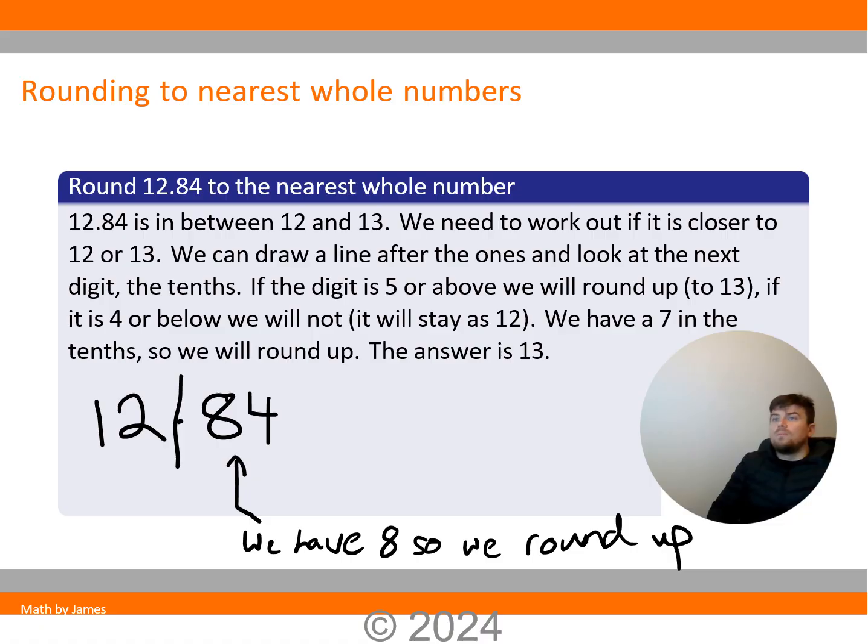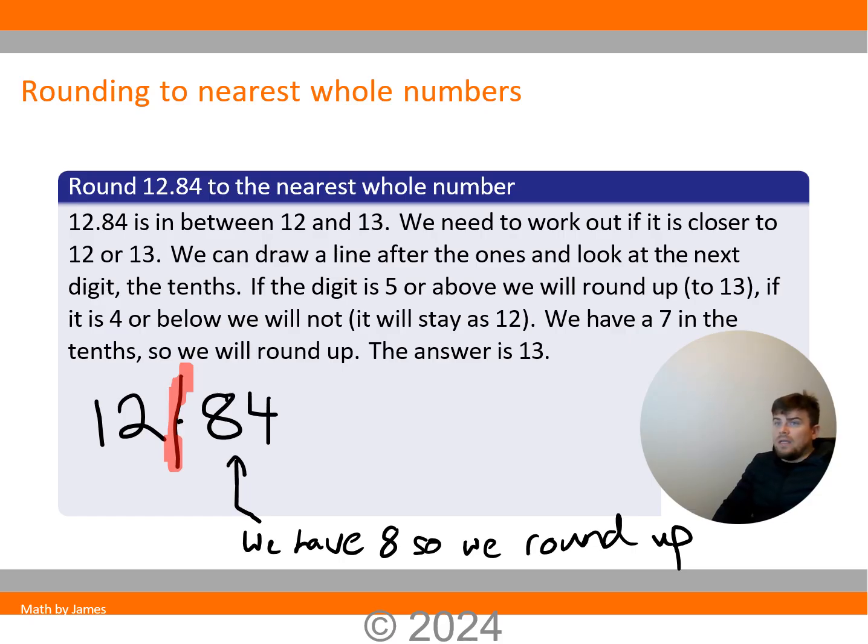In the next example, we round 12.84 to the nearest whole number. 12.84 we know is in between 12 and 13. We need to work out if it is closer to 12 or if it's closer to 13. Again, here we draw a line after the ones and look at the digit in the tenths. If the digit is 5 or above, we will round up to 13. If it is 4 or below, we will not. It will stay as 12.